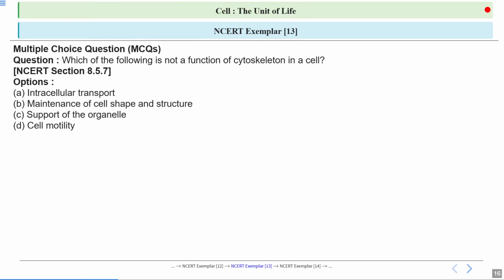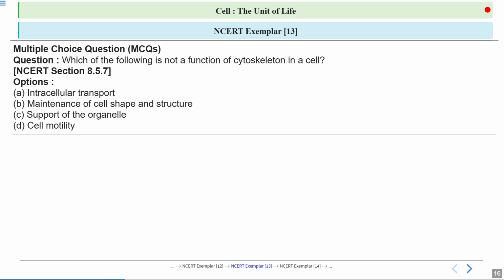So quickly, let us take another question. Which of the following is not a function of a cytoskeleton in a cell? This question is coming from the NCERT section 8.5.7 and options are as follows. A. Intracellular transport. B. Maintenance of cell shape and structure. C. Support of the organelle. And D. Cell motility.